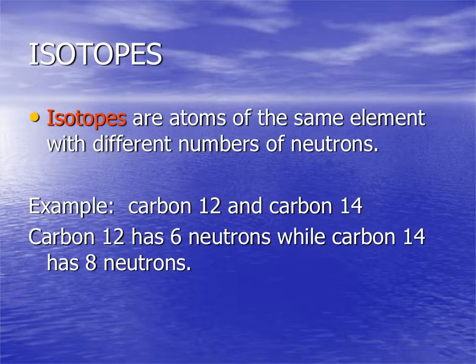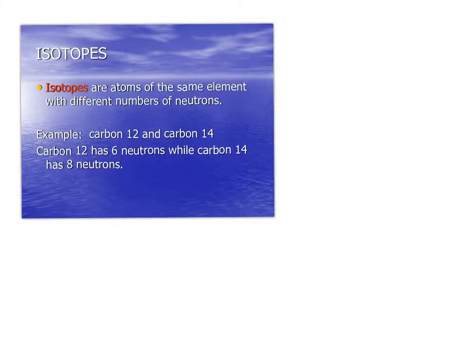All right, so isotopes are different forms of the same element. So what does that mean? Well, an element is defined by the atomic number. The atomic number defines the element.